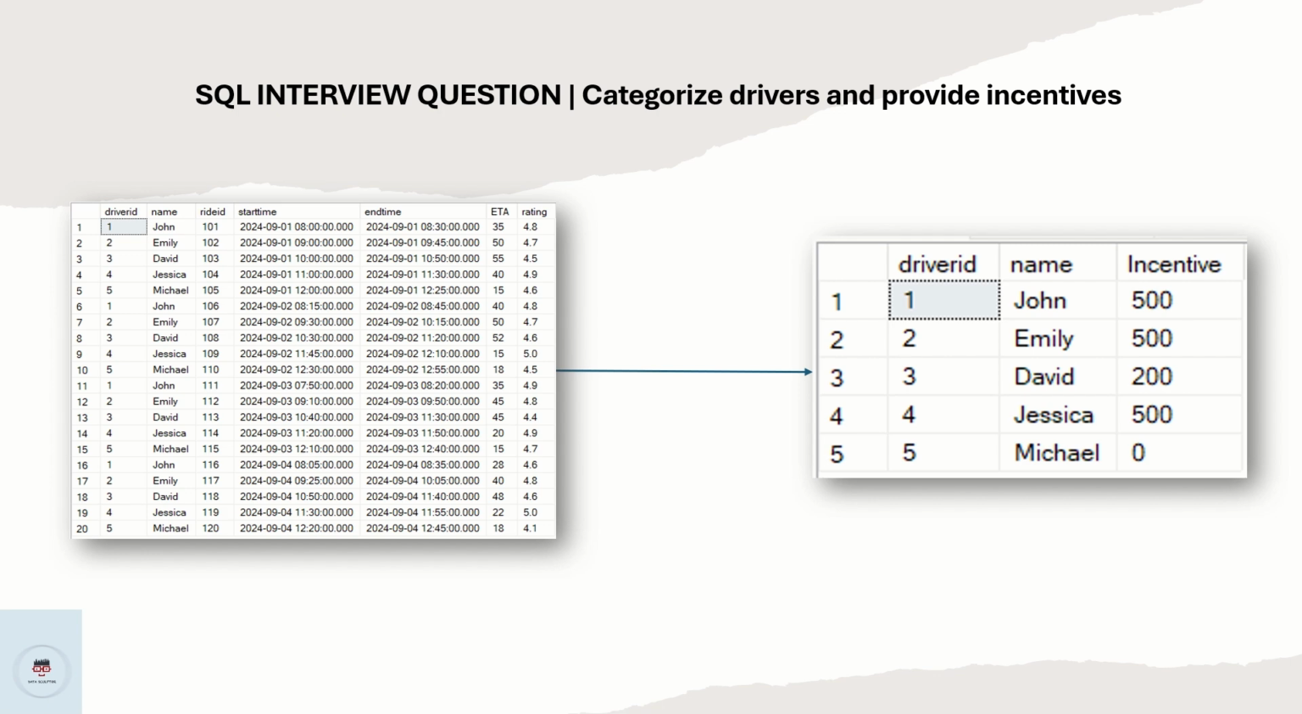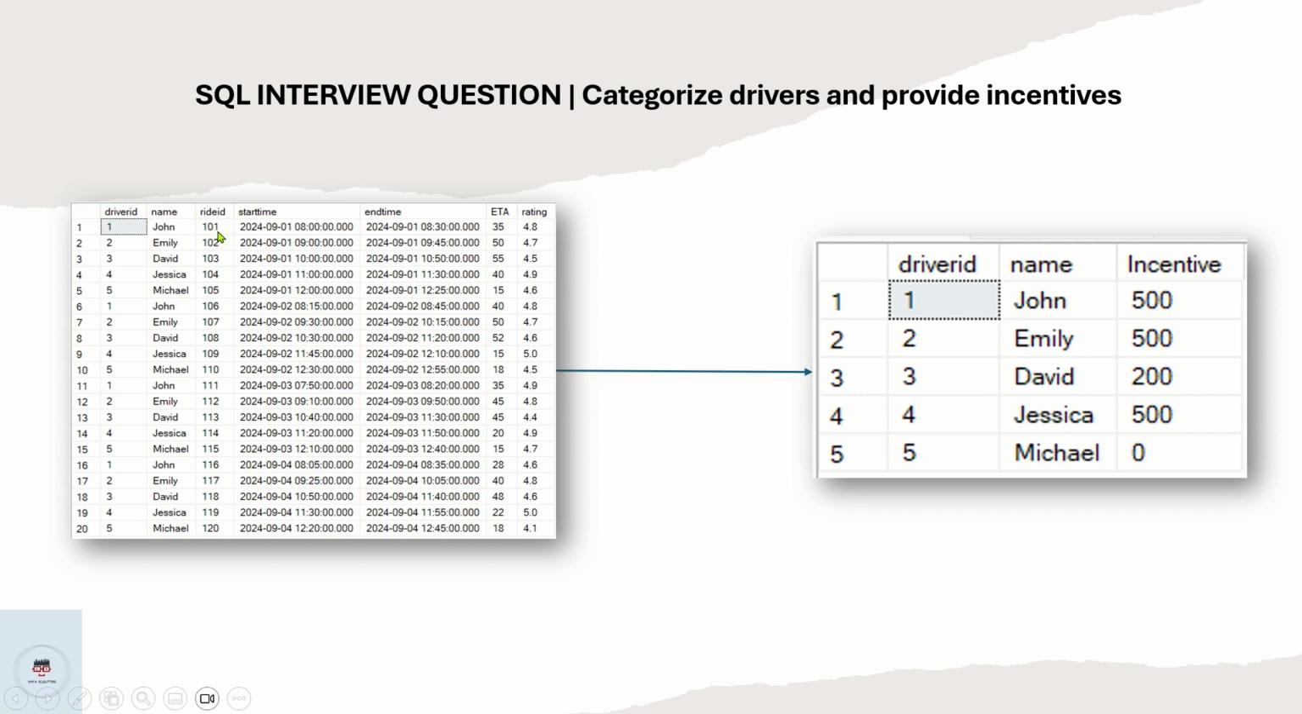Today we are going to see another interesting SQL question. This time we have a table called drivers, and we have the columns driver ID, name, ride ID, start time, end time, ETA and rating. In this table, ride ID is the primary key. That means you have each and every ride's details.